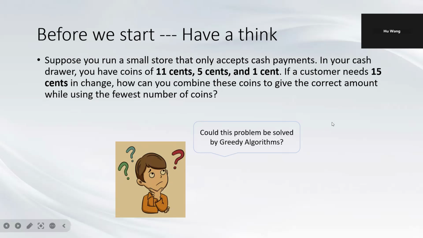So could this problem be solved by a greedy algorithm? Let's have a think. Actually, it can give you a solution. In real life, for example, I can give a definition of the greedy algorithm. If we have coins of 20, 10, 5, 2, and 1, and a customer needs 15 cents, we just find the largest coin that can fit into it, like 10 cents, and then we find 5 cents. Then it's two coins to solve the problem.